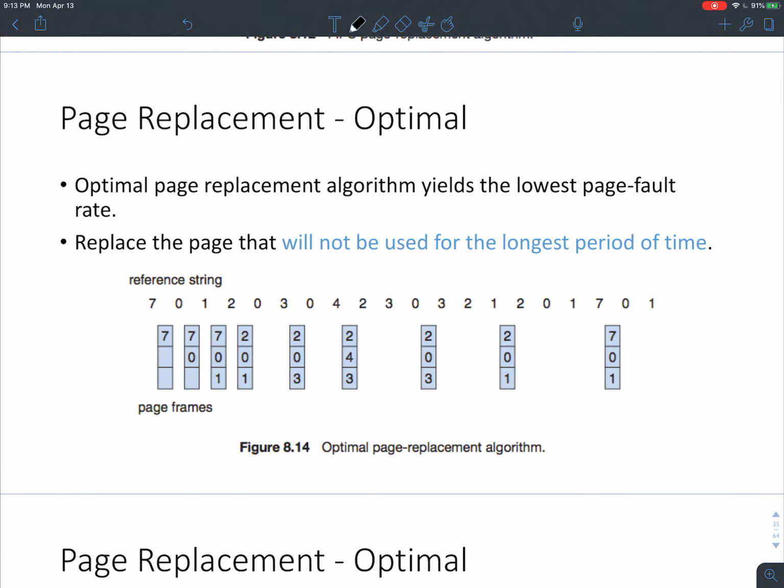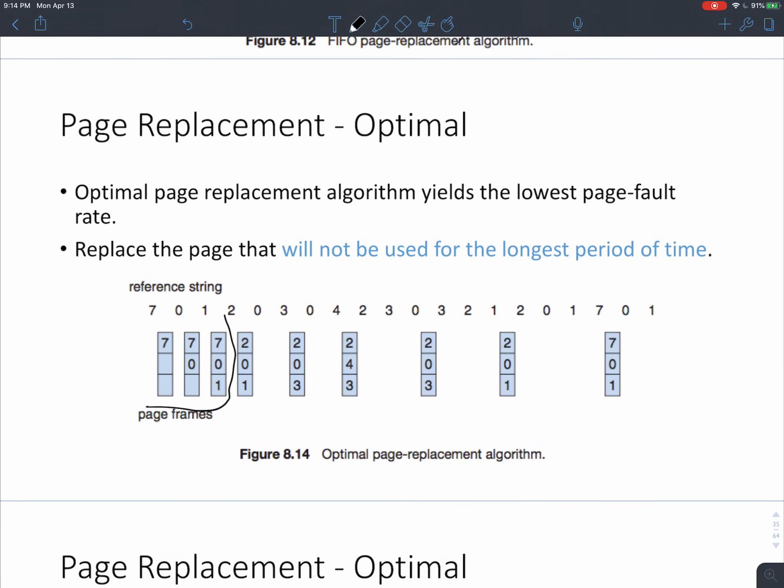Then people designed another page replacement algorithm called the optimal page replacement algorithm. The idea is that we kick out the page that will not be used for the longest time in the future. Here you can see that the first 3 steps are exactly the same as the previous one. Then at this time we want to refer to page 2.